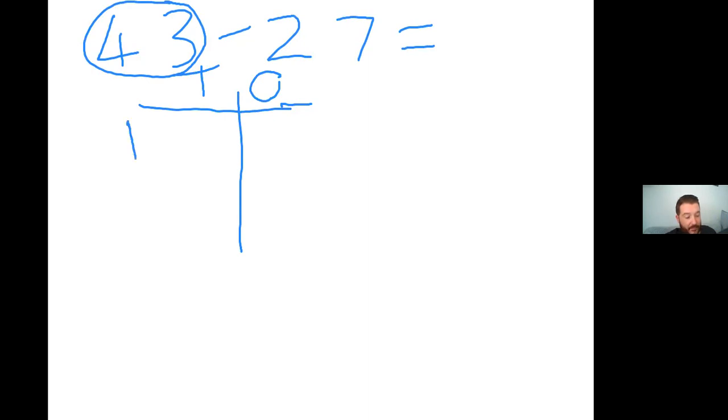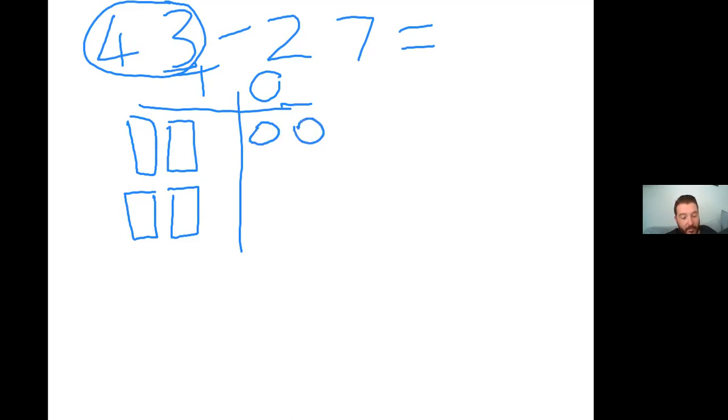So 10, 20, 30, 40. Now it's really important that you don't just draw these as lines, you draw them as chunky chips. Because if you just draw them as lines, you're going to get confused when it comes to crossing them out. So I've made 40, I need to make 43. So I need 3 more. 1, 2, 3.